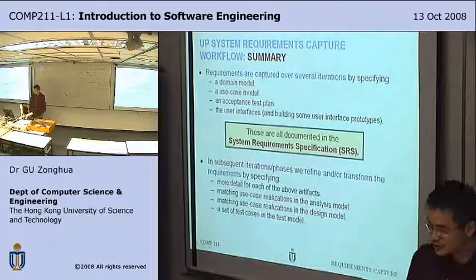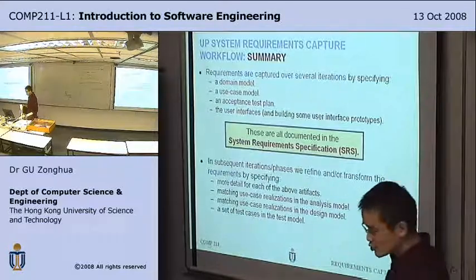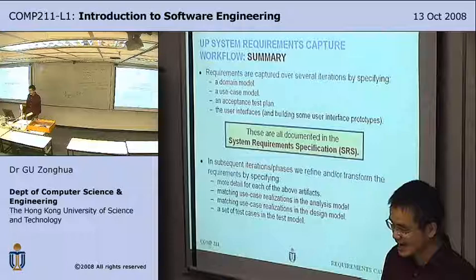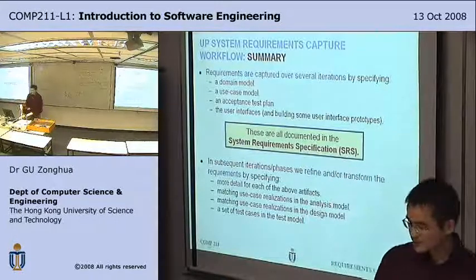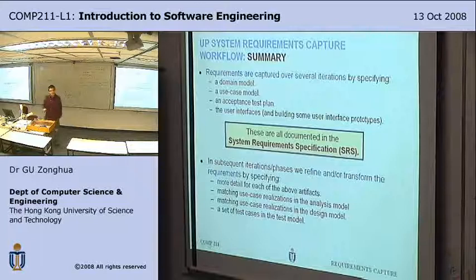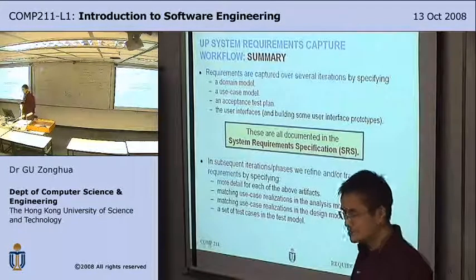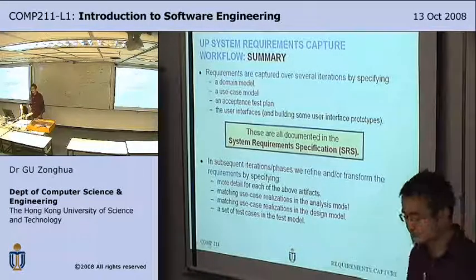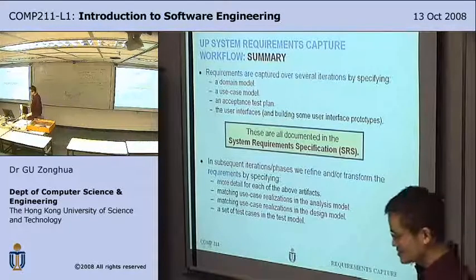So in subsequent iterations and phases, we refine and/or transform the requirements by specifying more details for each one of the above artifacts. So remember, this is unified process. It's not waterfall, which means that you always go back to requirements at every top to bottom iteration. Whereas if it's waterfall, then requirements are fixed and you never go back. So that's the difference.